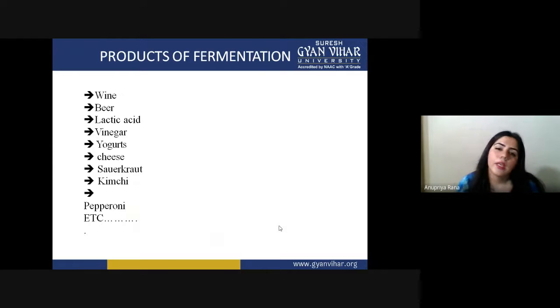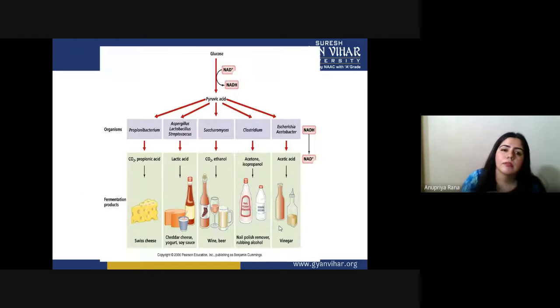Now, the products we can make by fermentation can be wine, beer, lactic acid, vinegar, yogurt, cheese, sauerkraut, kimchi, peppercorns, a lot of soy sauce, everything we can make by the fermentation process. That's why this fermentation process is very old and has very much industrial value. In the food industry, it is used in every step, like in bakeries.